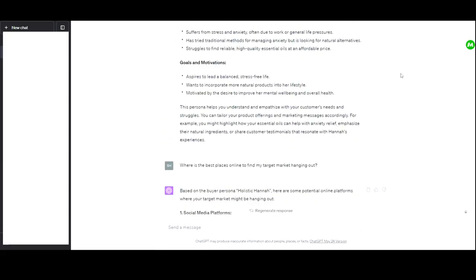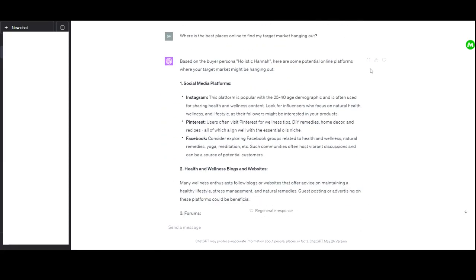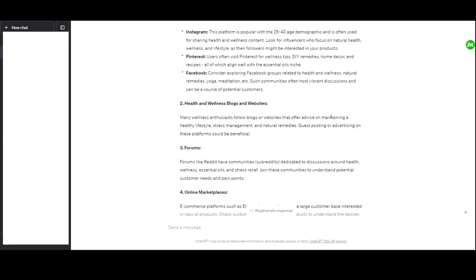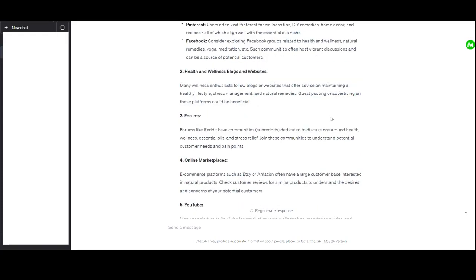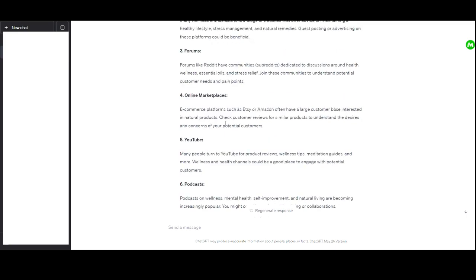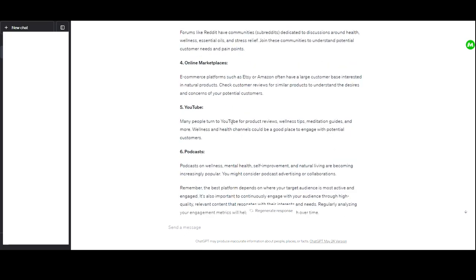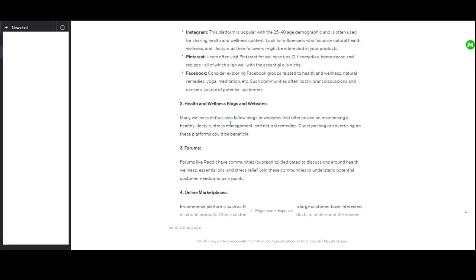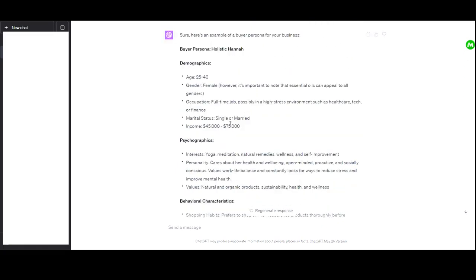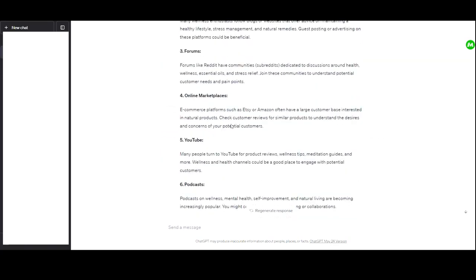As you can see, ChatGPT has now told us exactly the different places online where these people are hanging out. Social media, Instagram, Pinterest, and Facebook. Health and wellness blogs, forums like Reddit, an amazing community to target, and not very many people target it. Online marketplaces to sell the product, YouTube, podcasts. This is amazing information. That has literally told us in the space of 2 minutes who we should be selling to, everything about them, and where they hang out online.